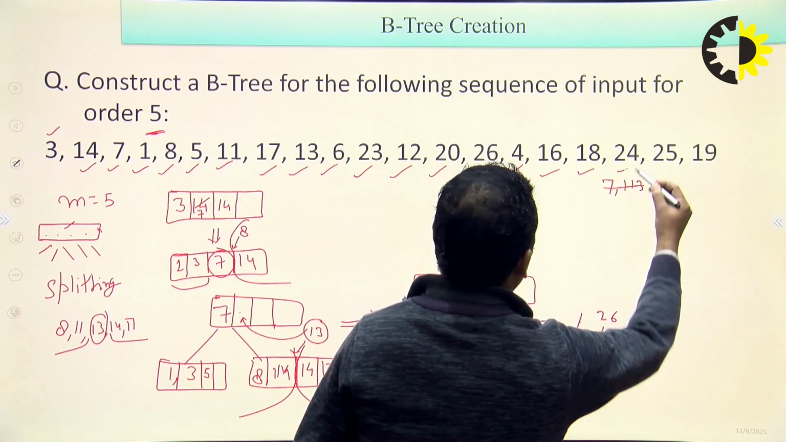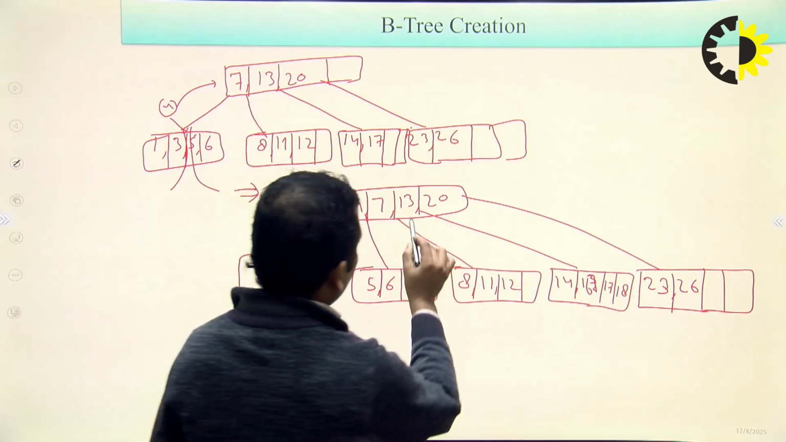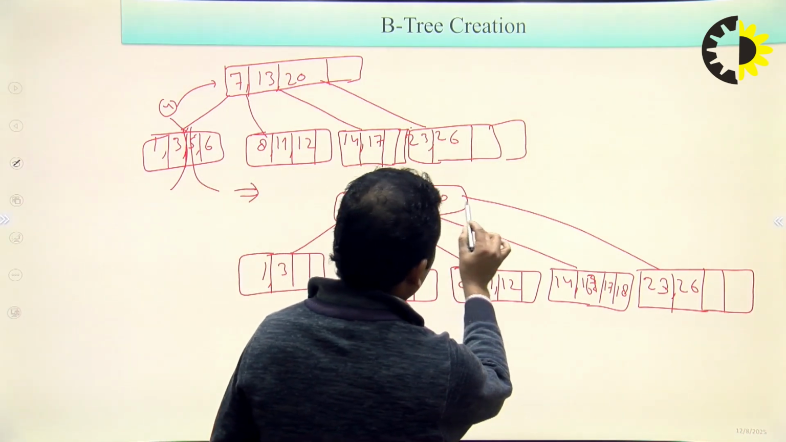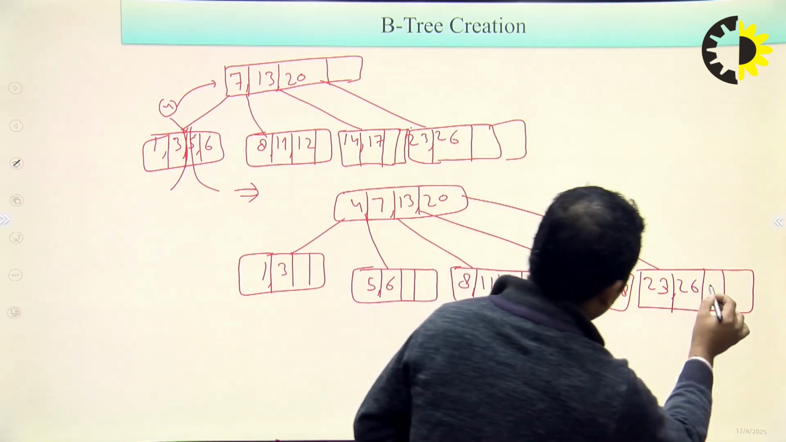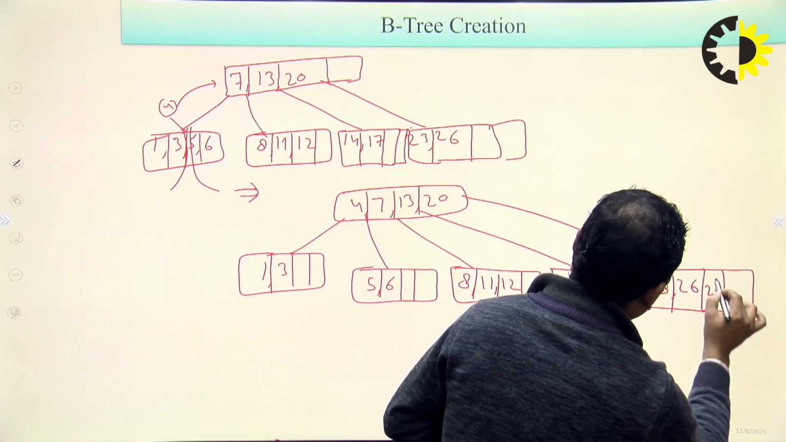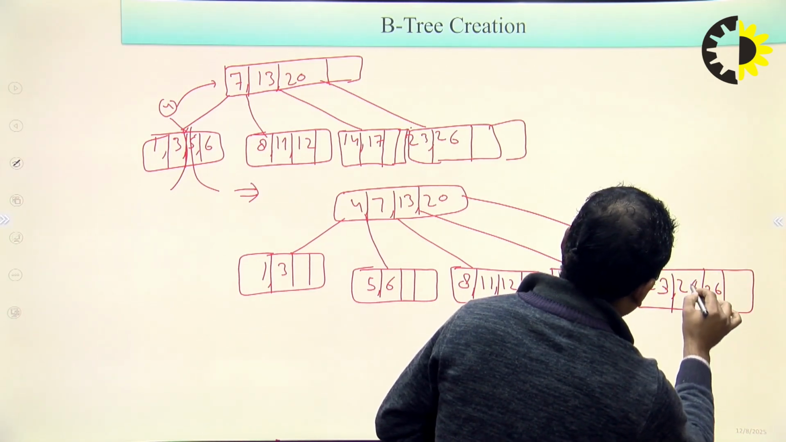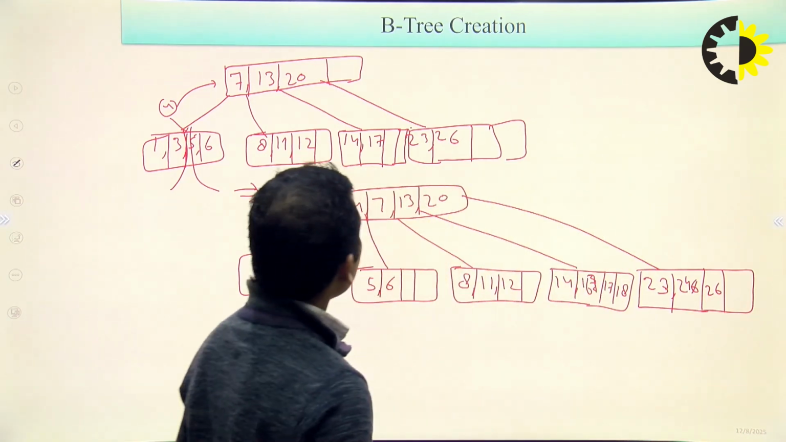Now 24, keep the 24. 24 is greater than this one, this one, this one. So 24 comes here. There is a room, so keep it here in sorted order. So this becomes 24 now.